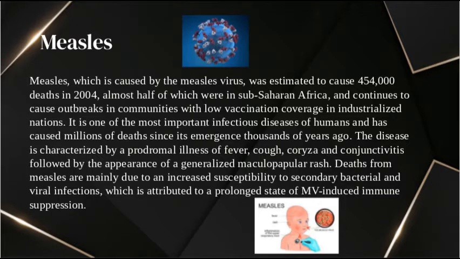Number 2, measles. Measles, which is caused by the measles virus, is one of the most important infectious diseases of humans and has caused millions of deaths since its emergence thousands of years ago. The disease is characterized by a prodromal illness of fever, cough, coryza, and conjunctivitis, followed by the appearance of a generalized maculopapular rash. Deaths from measles are mainly due to an increased susceptibility to secondary bacterial and viral infections, which is attributed to a prolonged state of MV-induced immune suppression.